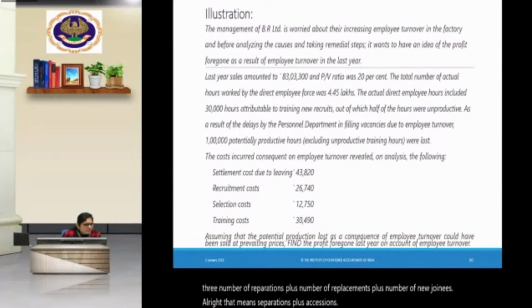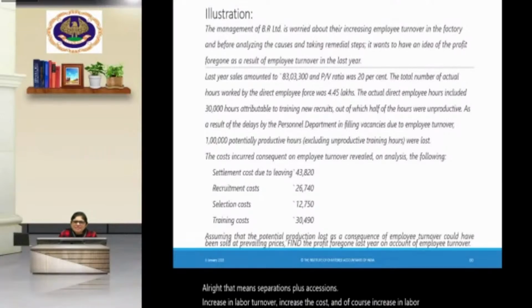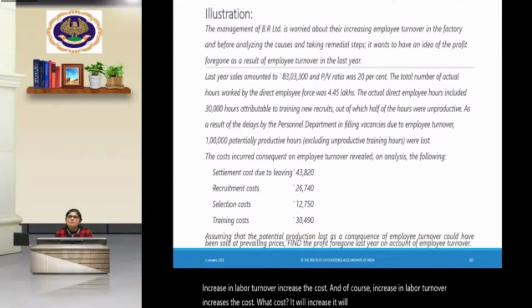Does an increase in labor turnover increase the cost or not? Of course, an increase in labor turnover increases the cost. What cost will it increase? The profit has gone down, the replacement cost and preventive cost. So with the increase in labor turnover, the replacement cost will increase a lot. Of course, it will increase the cost.